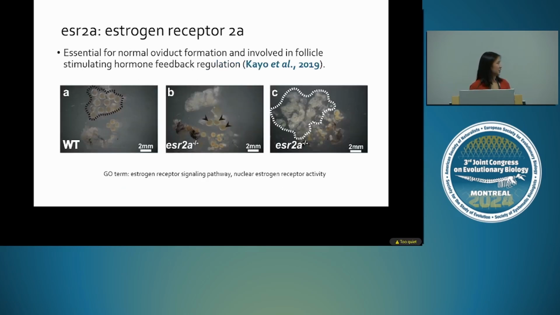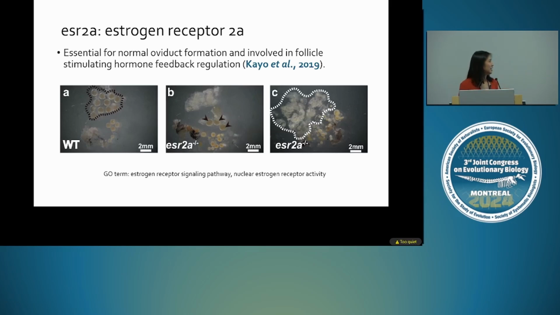Another outlier gene was ESR2A, which is an estrogen receptor. ESR2A is essential for normal egg development and obviously is really important for female reproduction. And this is really important and interesting for this system because if you saw Allison's talk, there are known differences in egg morphology and also ovarian fluid between white and commons.